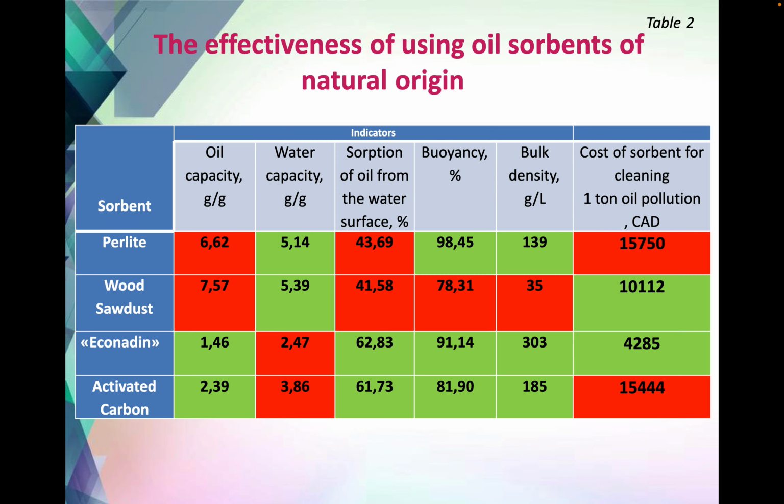Therefore, the analysis of the quality indicators of the studied sorbents of natural origin showed that, taking into account the main indicators, oil capacity, water capacity, sorption of oil from the water surface, buoyancy, bulk density, and cost, it's more effective to use the biosorbent econidine, activated carbon, and perlite. To use wood sawdust as an oil sorbent, it's necessary to first hydrophobize it. Also, given the high oil capacity and low cost of wood sawdust, further research is necessary to optimize the use of this material as an oil sorbent.